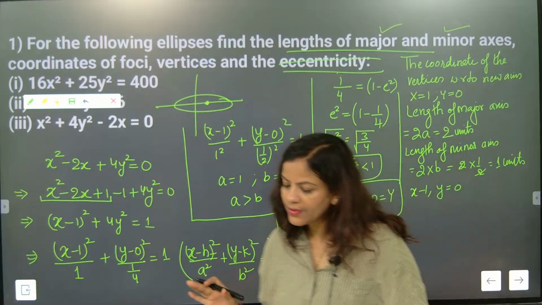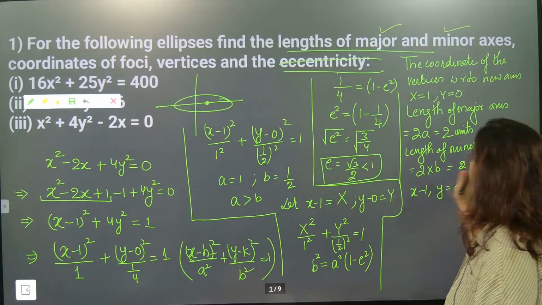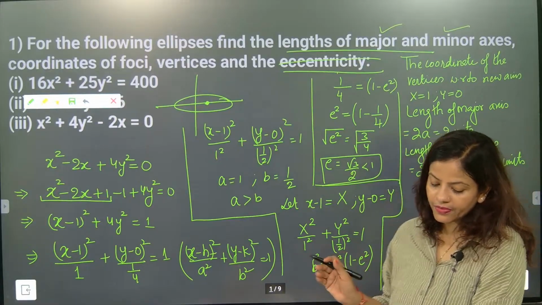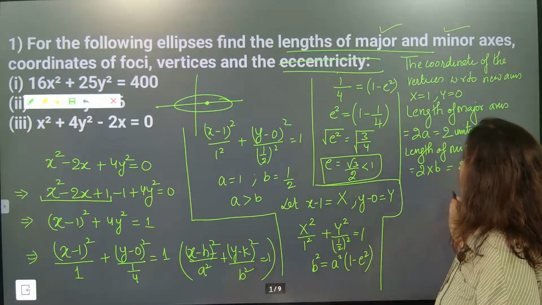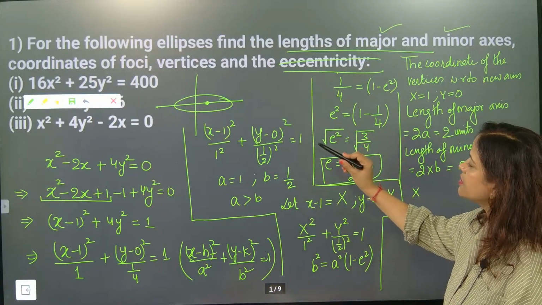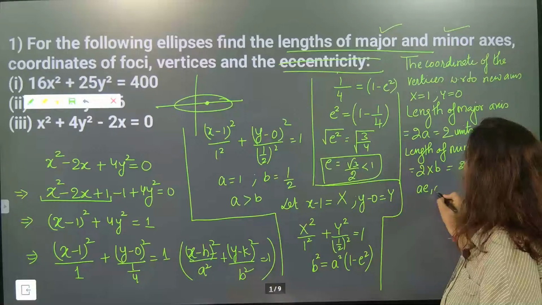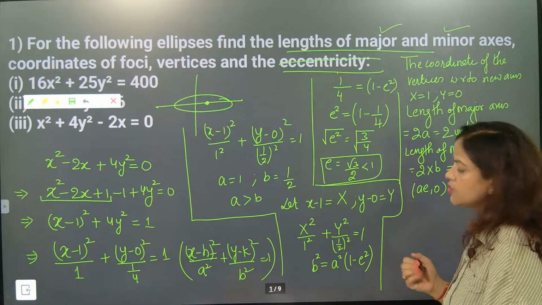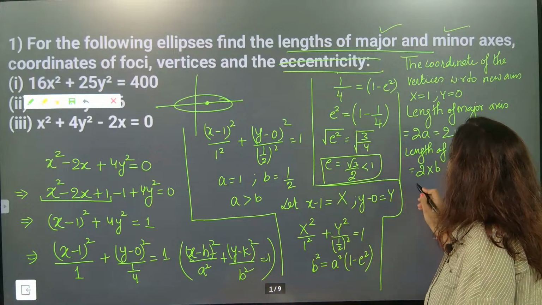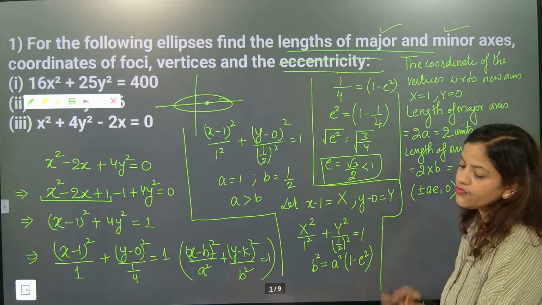Now how are we going to write the focus part? Because the X part will be there, whenever we write the focus, what will the focus come as? The focus is A comma E, so here we know that AE comma 0 will be there. Always the focus value is plus minus, so here it will become plus minus AE comma 0. This is the focus point.